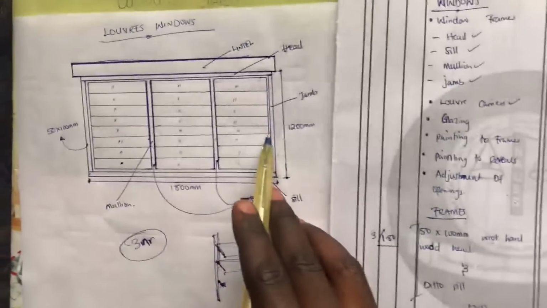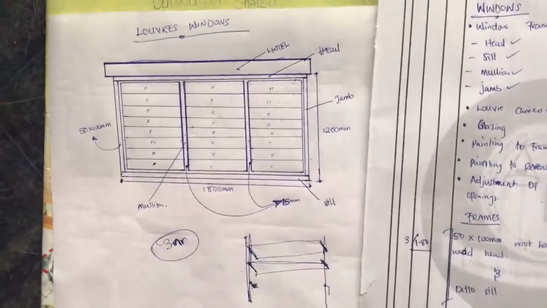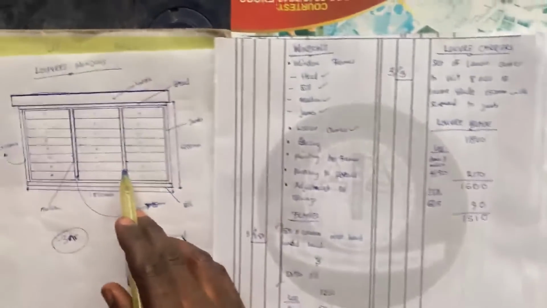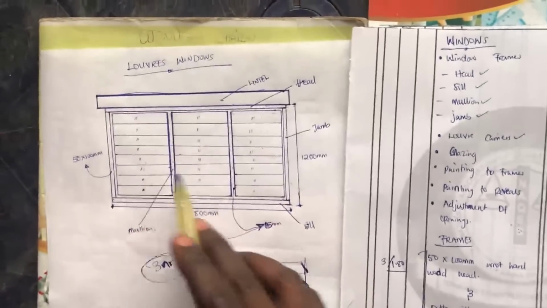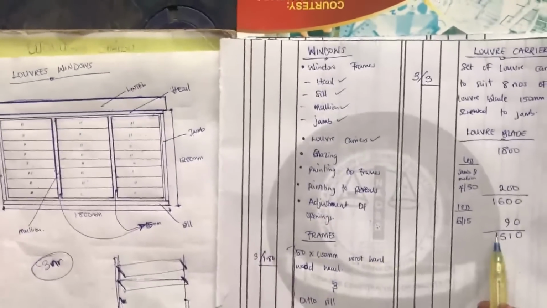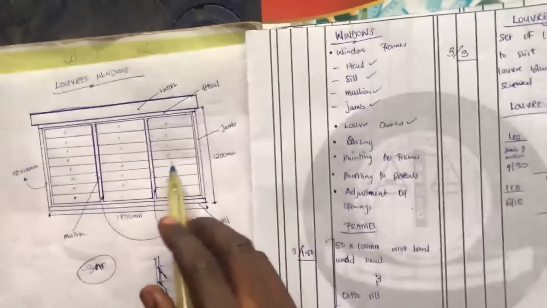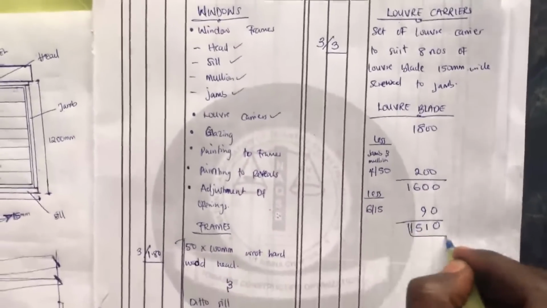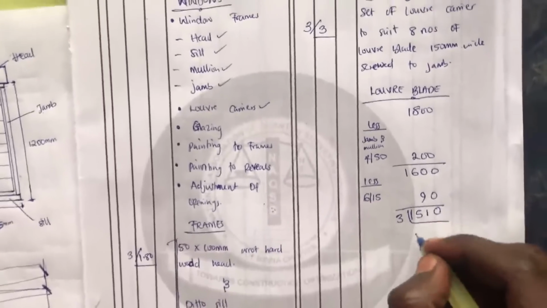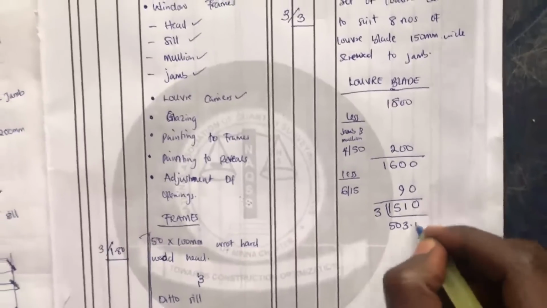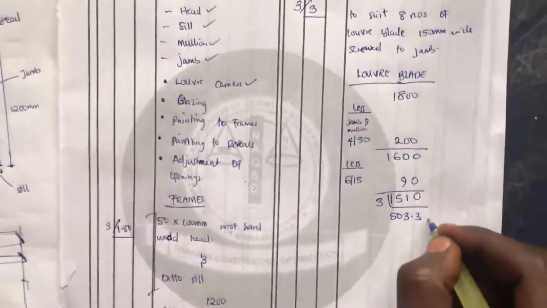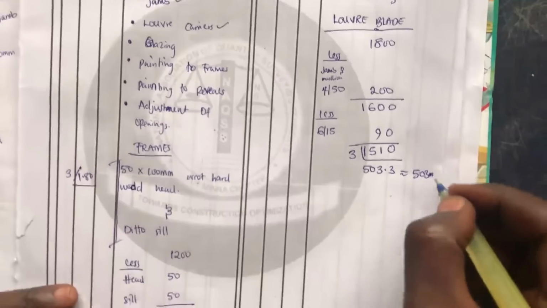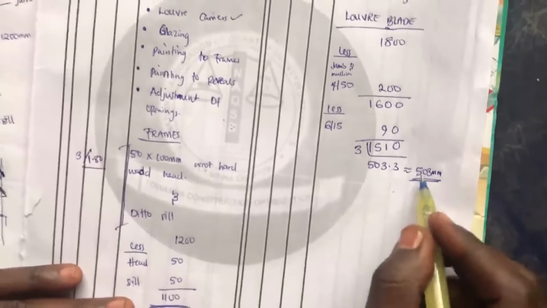From this point to this point, excluding the mullion and the carrier, this is the real length of the glass, 1510. So if I want to get the length of one side of the glass, since these 3 sides of the glass make up 1510, I will divide 1510 by 3 to get the length of one part. So I'm going to divide by 3, and that is going to give me 503.3, which is approximately 503 millimeters.